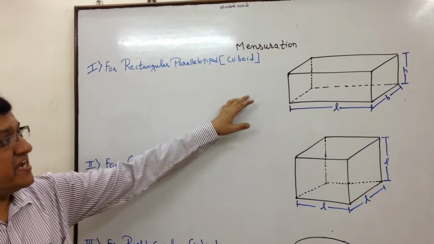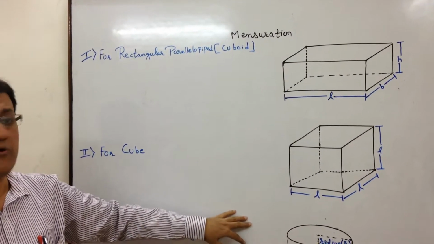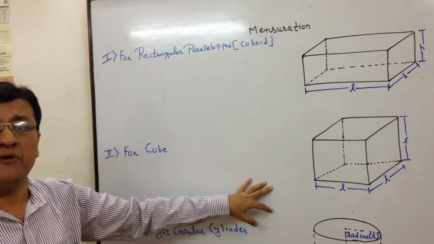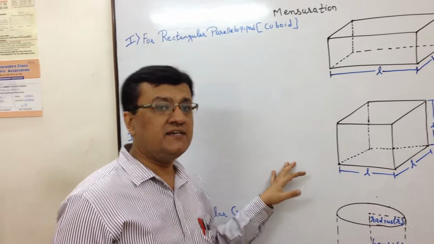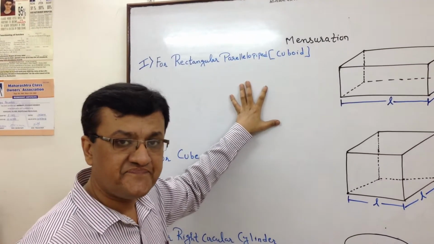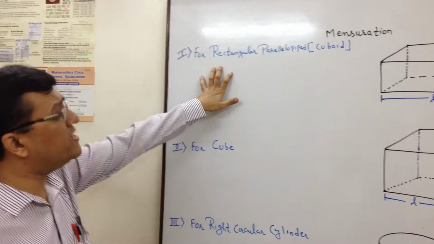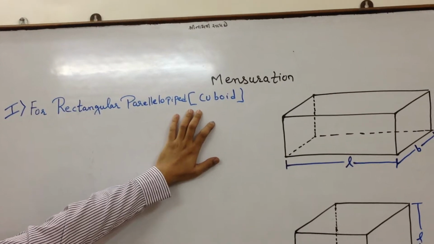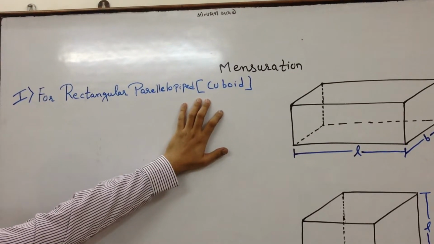Now all the figures have some amount of formulas. We are going to understand all the formulas regarding these particular figures, and from my side I shall see to it that I make you understand how the formulas have been derived. The very first to go with is a rectangular parallelepiped. The other name for rectangular parallelepiped is cuboid.